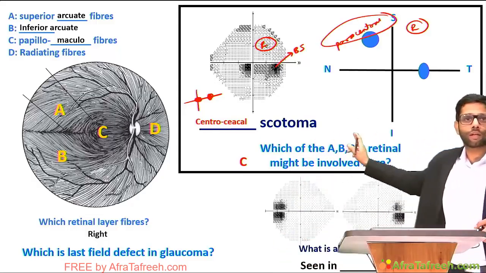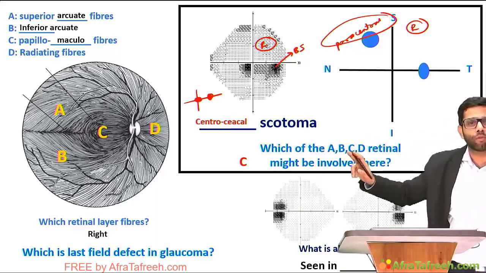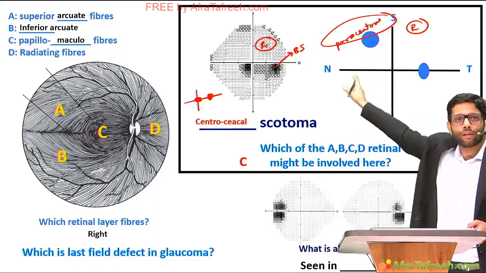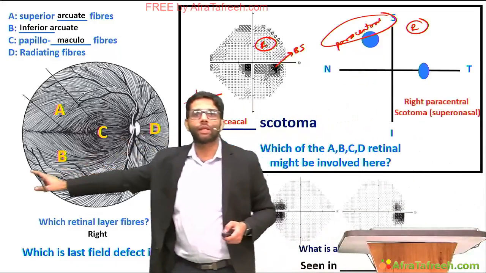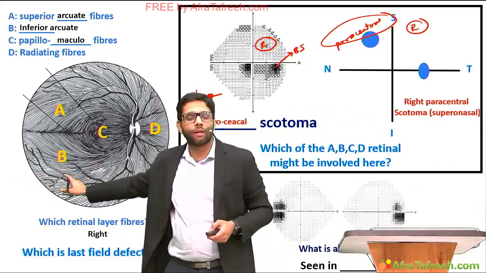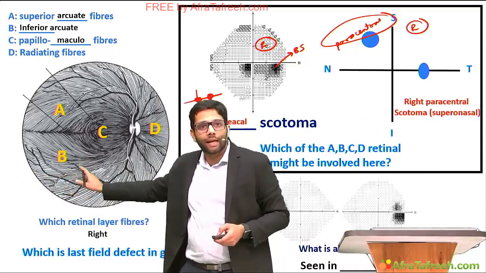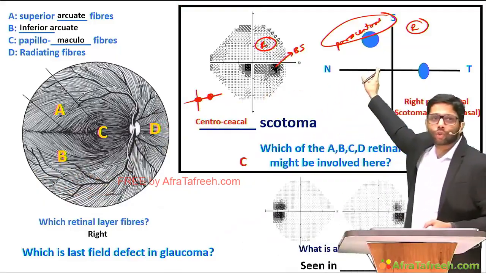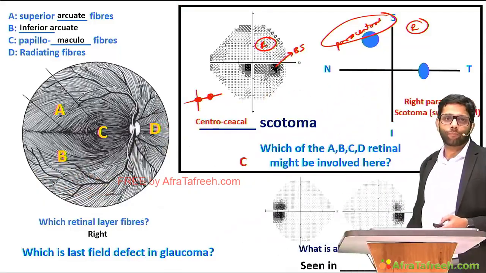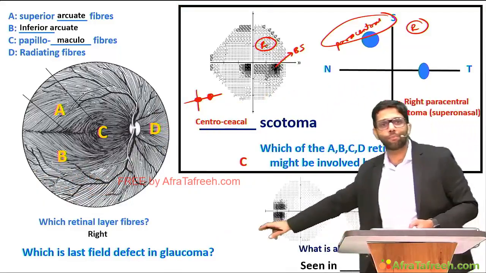Here in this, specifically, which part of the retina might be involved? This is supranasal. So tell me, inferotemporal fibers must be involved. That is leading to supranasal paracentral scotoma, the first field defect in glaucoma. The last field defect is temporal.